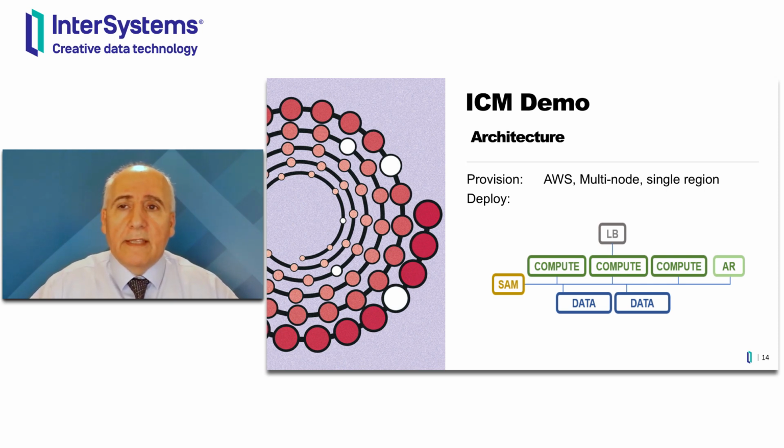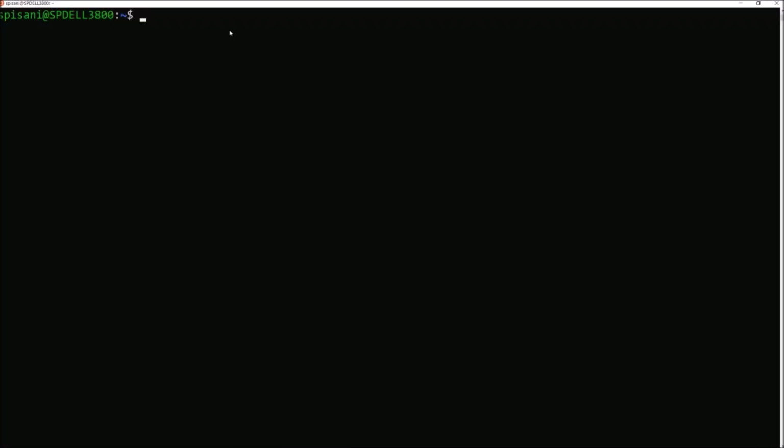And underneath that, we'll also have a database server. I'll actually have 2 database servers, which will be configured as mirrors, as synchronous mirrors. I'll be having an arbiter, which will govern that synchronous mirror. And I will also be deploying an instance of SAM. So here we are ready for the demo.